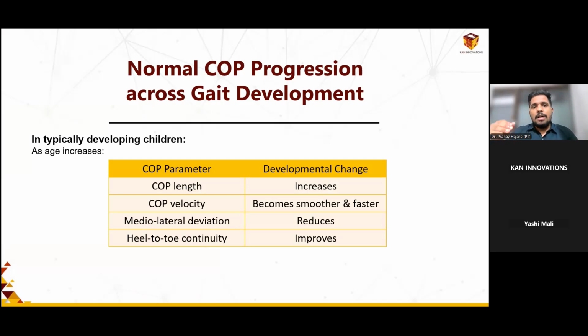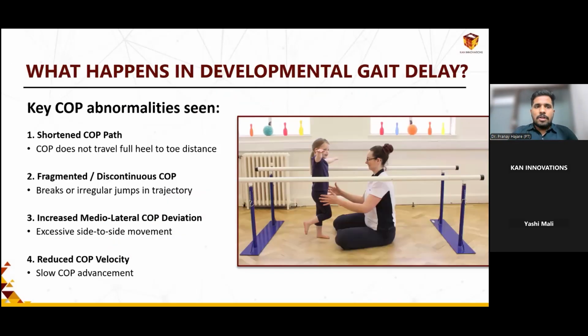As a result, medial lateral deviation also reduces, and the heel to toe continuity improves as maturity equals a smoother COP. The larger the COP progression, the better the maturity. So what happens if there are developmental gait delays? Now let's understand the key abnormalities commonly seen in pediatric neurogait analysis.